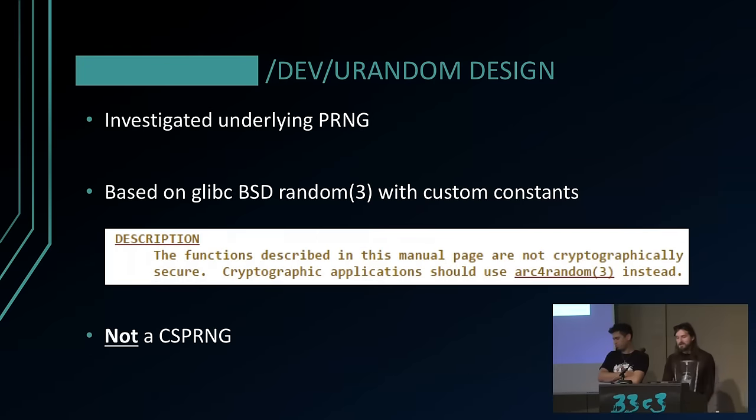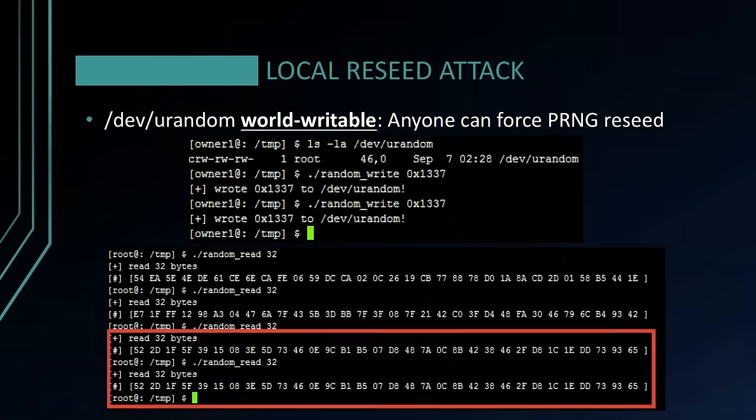So we reverse engineered this as well and took a look at what the underlying PRNG actually was. And it turned out to be the glibc BSD random function with custom constants. And as the documentation clearly states, this is not a secure random number generator. So I don't know why they implemented it there, but it's there. That's not the worst thing, because we also discovered a local reseed attack, because the dev-u-random device is world-writable, which means that anyone on the system can force a PRNG reseed regardless of their privileges. So a very low-privileged user can simply write a seed to the random number generator and then all across the board control the PRNG output. So yeah, that's nice.